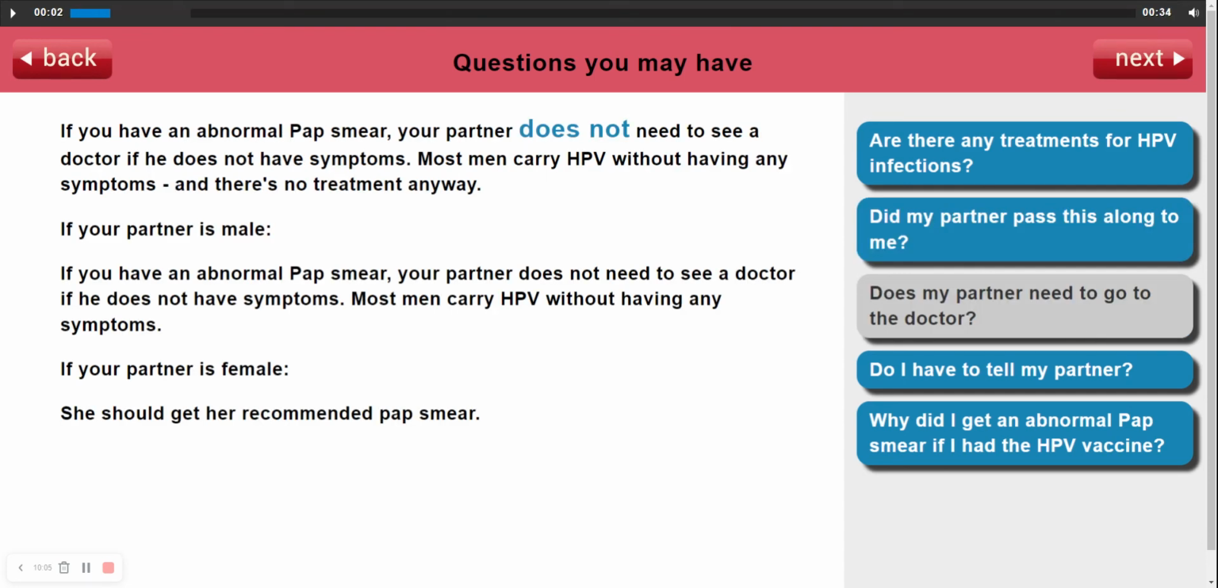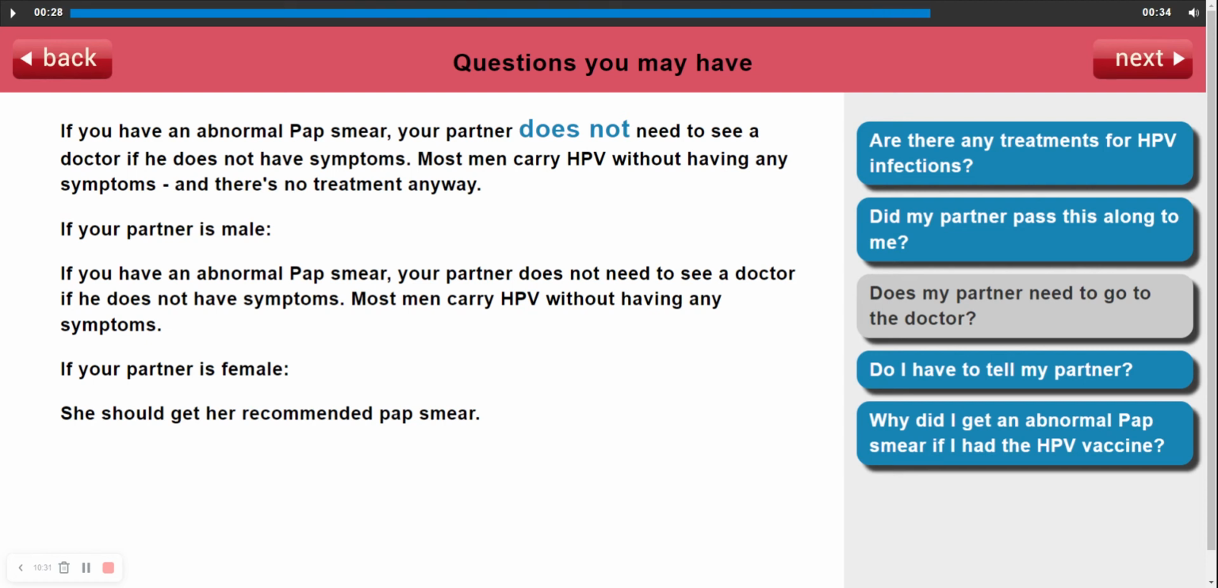Does my partner need to go to the doctor? If you have an abnormal pap smear, your partner does not need to see a doctor if he does not have symptoms. Most men carry HPV without having any symptoms, and there's no treatment anyway. If your partner is female, she should get her recommended pap smear.